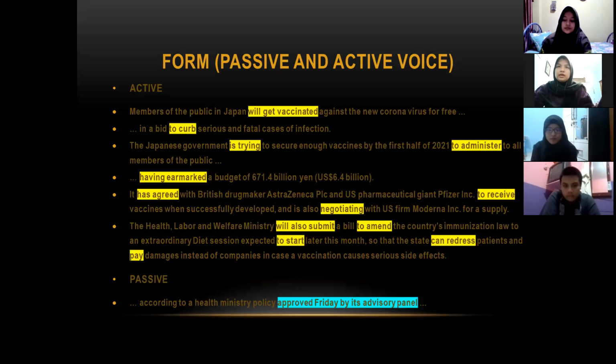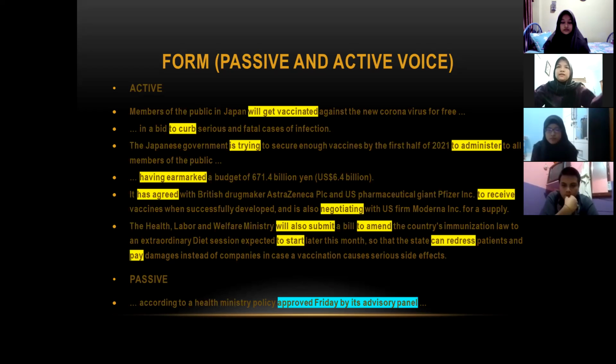The fifth is: it has agreed with British drug maker AstraZeneca plc and US pharmaceutical giant Pfizer in company to receive vaccines when successfully developed, and is also negotiating with US firm Moderna in cooperation for a supply. The active voices are has agreed to receive and negotiating.